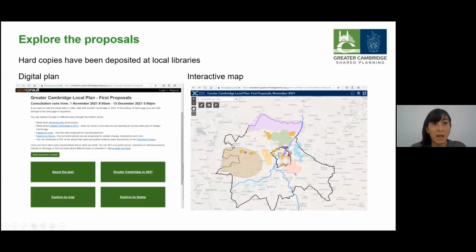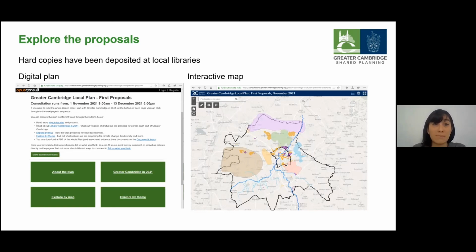So firstly, how can you explore the proposal? Well, you've already found us here today, so you've definitely managed that in some way. This is an online and offline method as well. There are hard copies at local libraries, and also at the two council offices, although they are only open by appointment. We've also worked quite hard to revamp our digital plan and our interactive mapping, and we really do welcome all feedback on this, so please do let us know what you think. We're hoping to make it relatively intuitive.